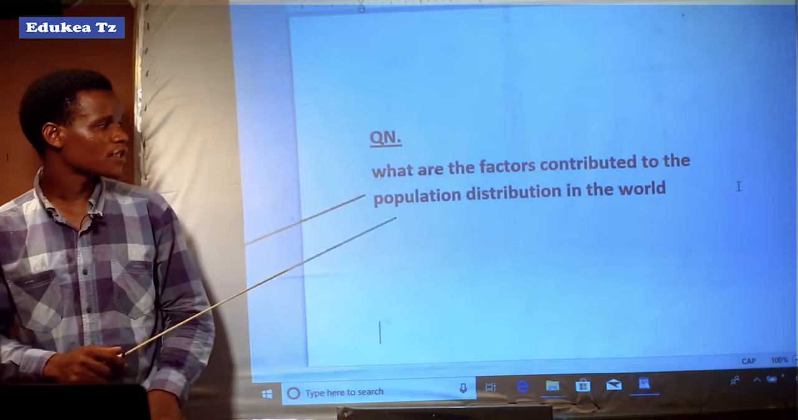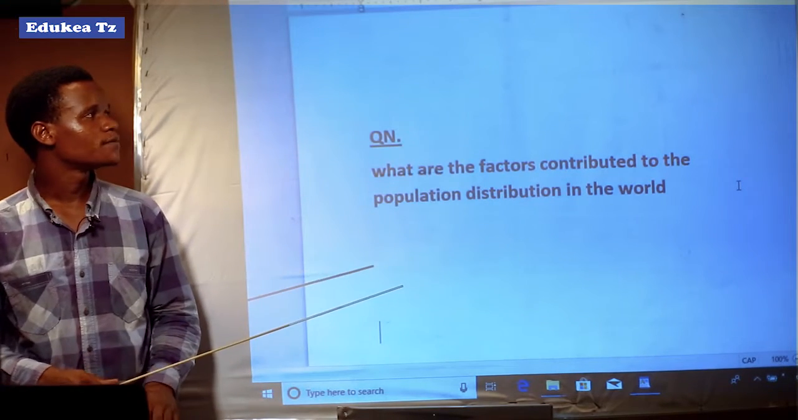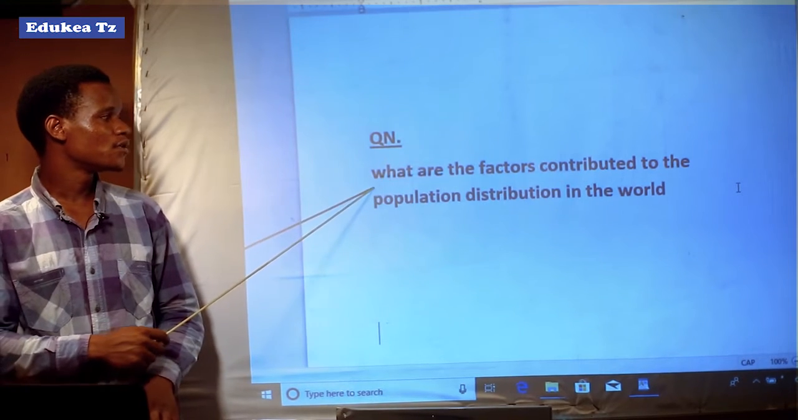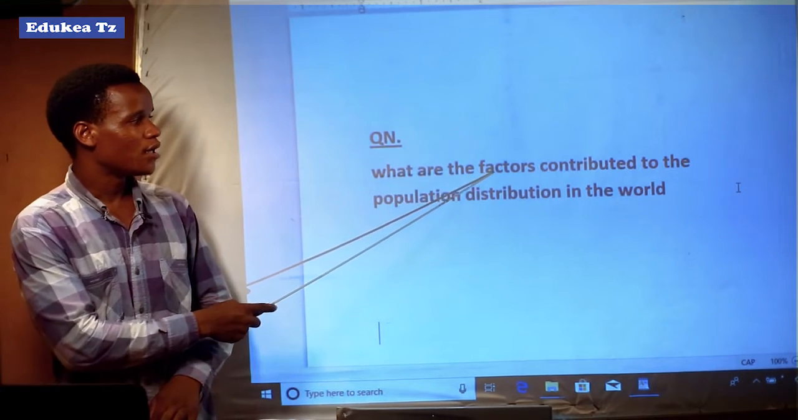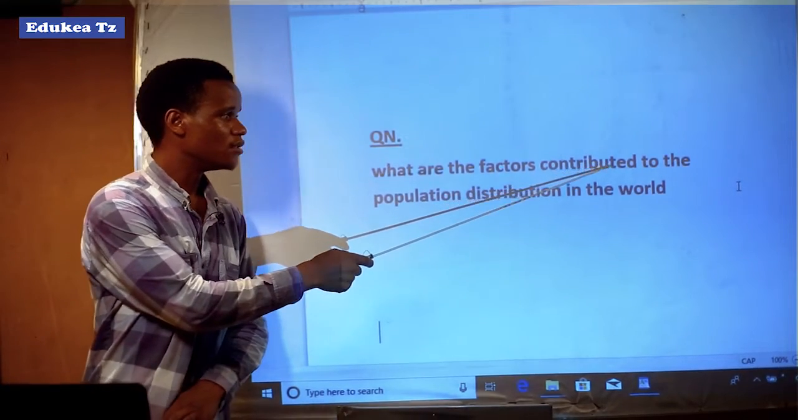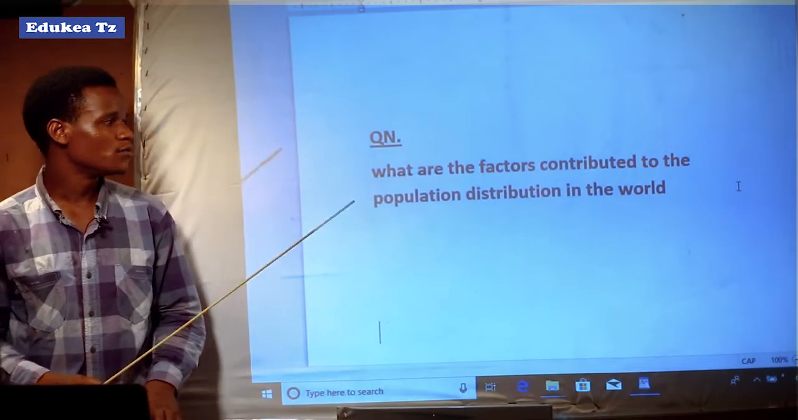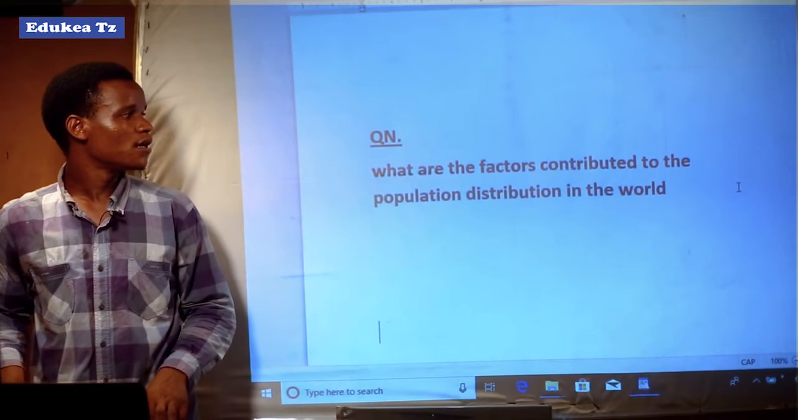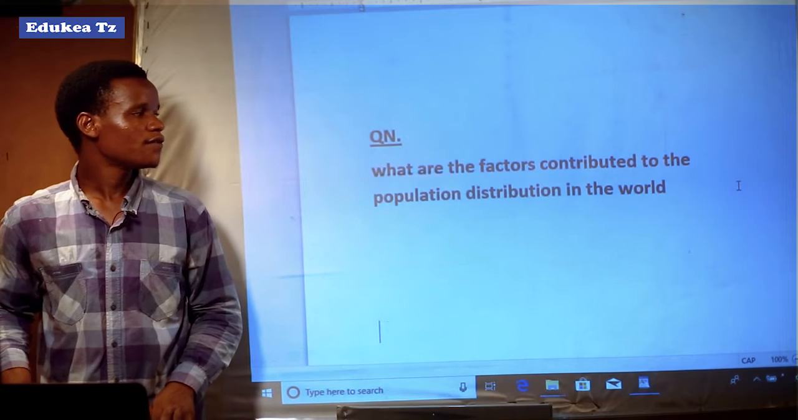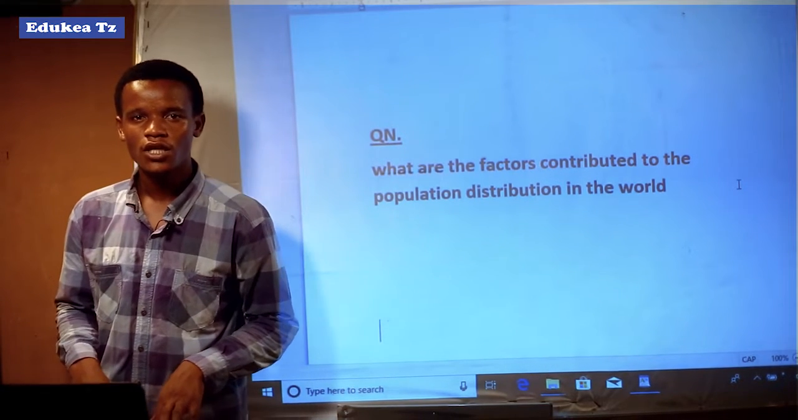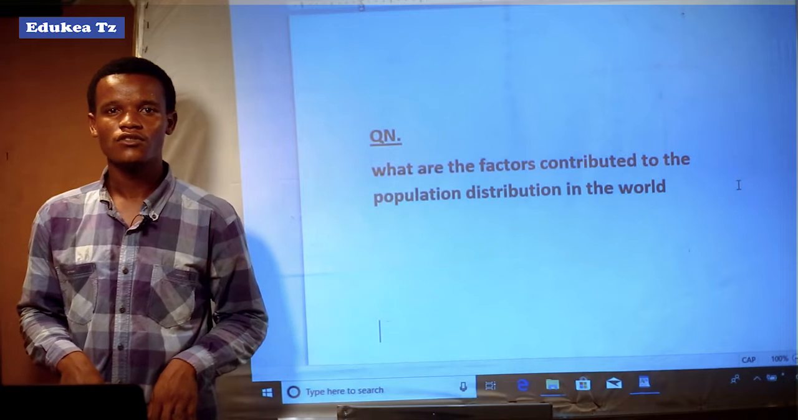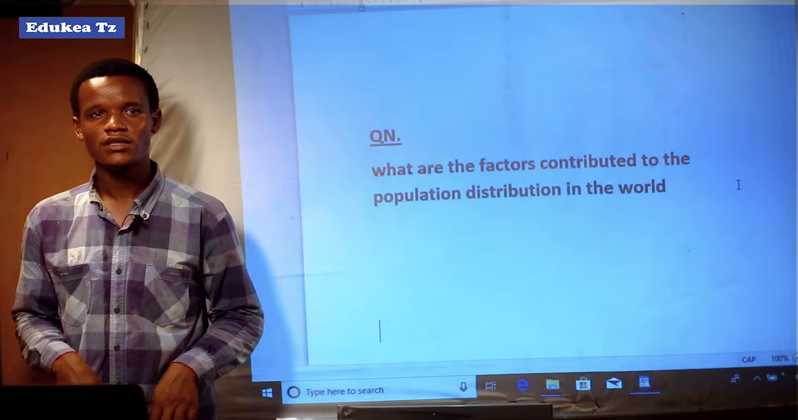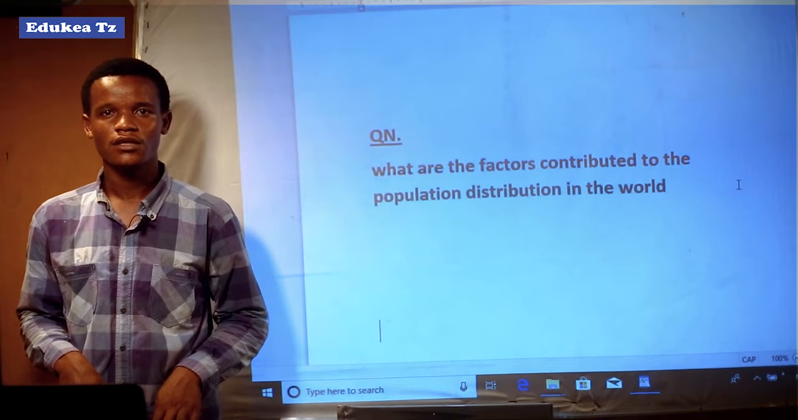Okay, now after that explanation concerning our topic of population and development, let's now see what are the factors that contributed to the population distribution in the world. Here you are going to see the different factors that contributed to the population distribution across the world. There are different reasons that lead to the population distribution in the world.